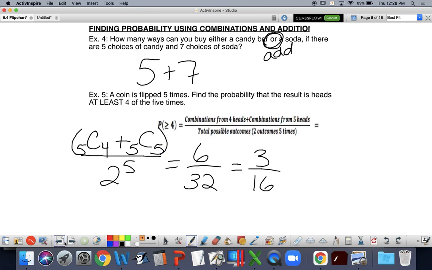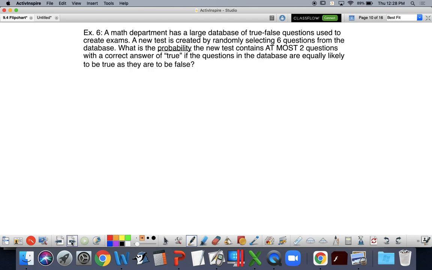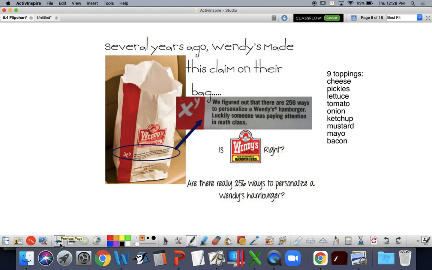Oh, wait, did I miss something? Well, I guess we can talk about this now. It's there, so let's talk about it. Several years ago, all of the Wendy's bags that were in circulation had this claim: we figured out that there are 256 ways to personalize a Wendy's hamburger. Luckily, someone was paying attention in math class. So we need to figure out if they're right or not. That's what we're going to try to figure out.